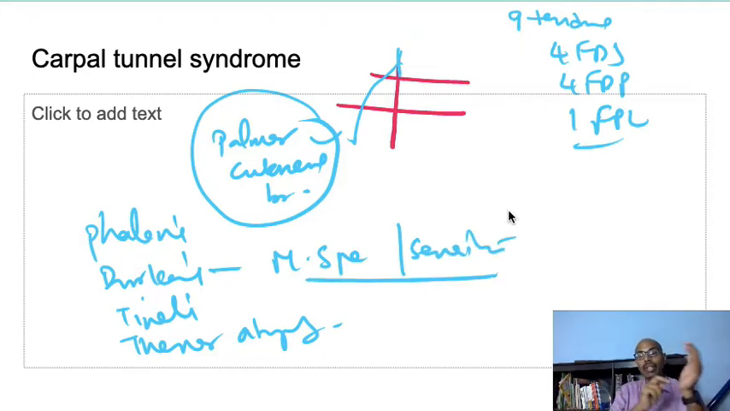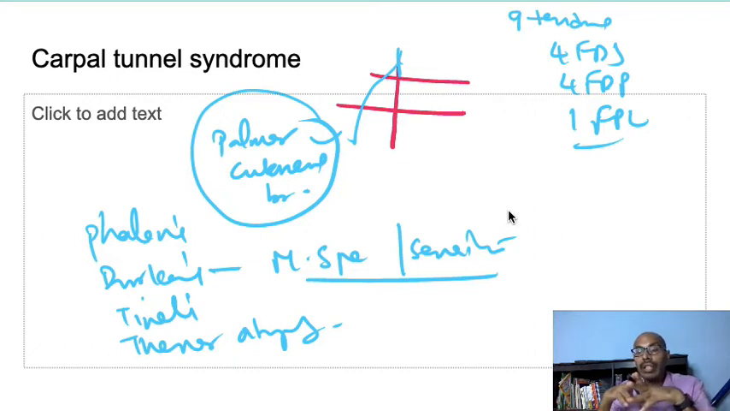Tinel sign is when you tap just proximal to the carpal tunnel or proximal to the flexor sheath, and it can cause an electric shock-like tingling sensation, and this is called a positive Tinel sign. In prolonged cases of carpal tunnel syndrome, you can have thenar atrophy. All thenar muscles except adductor pollicis are affected. So these are the problems that can happen with carpal tunnel syndrome or a low median nerve palsy.